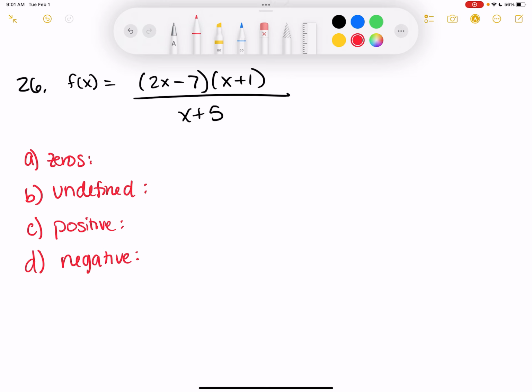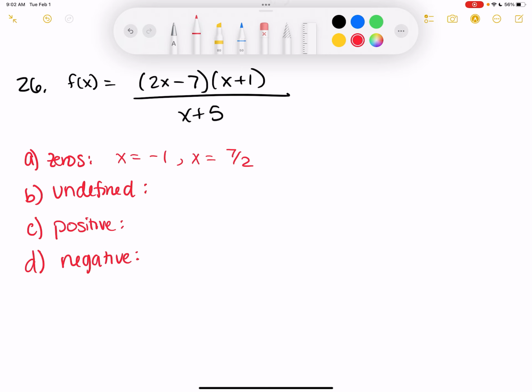All right, let's start with the easy thing. What are my zeros? 2x minus 7 and x plus 1 are the things you have to set equal to 0. So you'd have negative 1 as one of your zeros and 7 over 2. So those are my zeros.